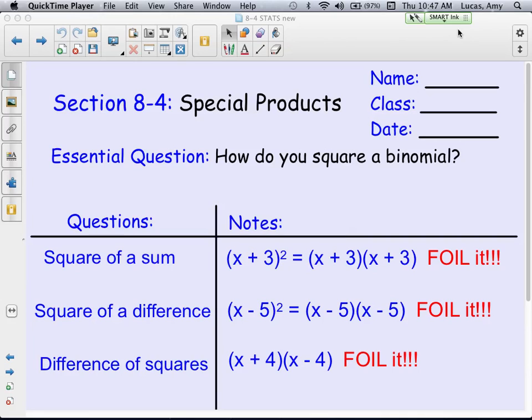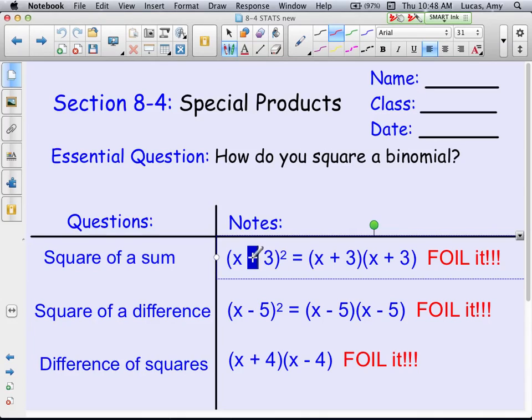So the square of a sum. Squaring something means multiplying it by itself, and the square of a sum means that your term had a plus in it to start with. So right here, you see the plus sign. This plus sign indicates that it's a sum, and this exponent just indicates that you're squaring that sum.